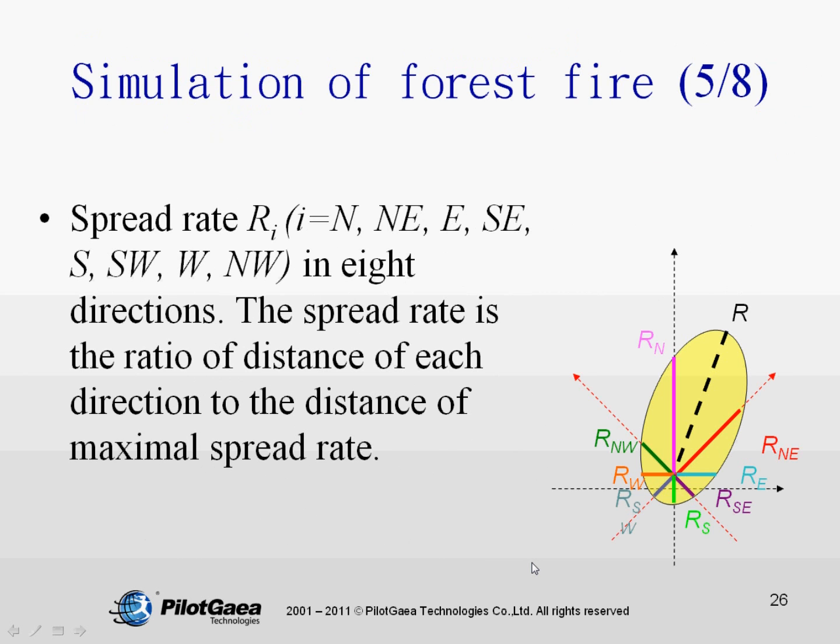After getting the area of the ellipse, the system will get the vector of each direction, comparing to the maximal spread rate R here, and then get the ratio of each direction to understand the situation of the whole fire.